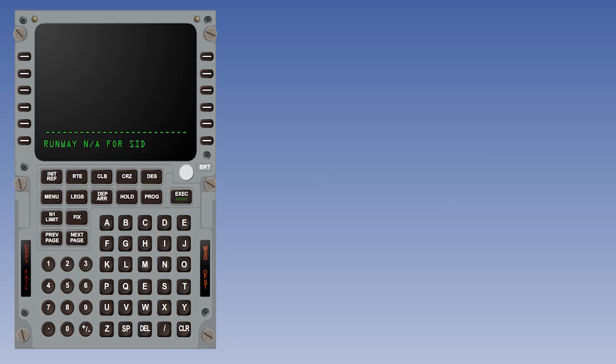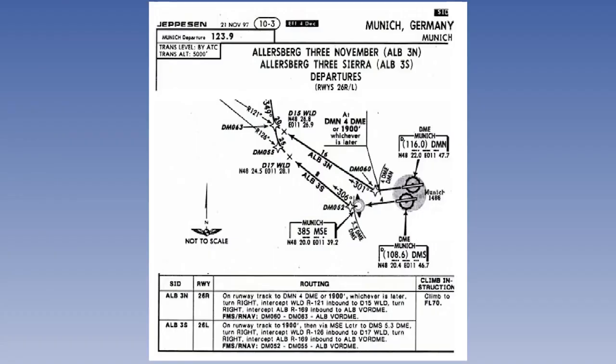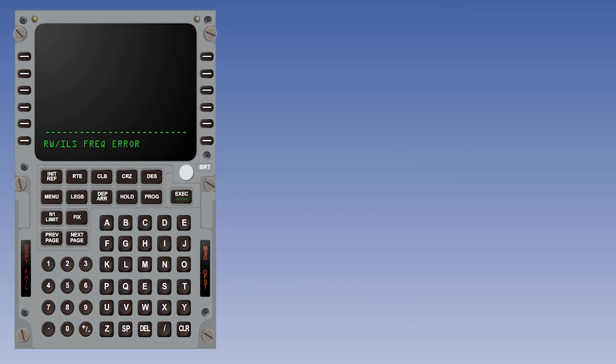Here is another. Runway not applicable for SID. It means that the runway which the pilot has selected is not compatible with the required standard instrument departure. Details of runways and SIDs are stored in the navigation database, and it can pick up these types of mismatch. Similarly, we have the alert message, runway ILS frequency error. The FMS knows which instrument landing system frequency is associated with each runway. If the wrong one is selected, it will pick it up.